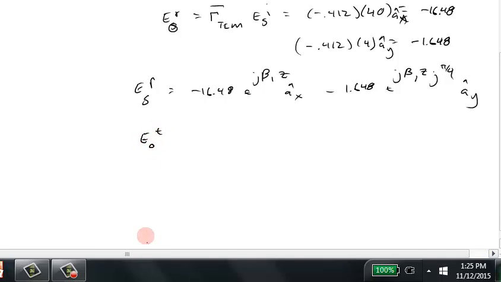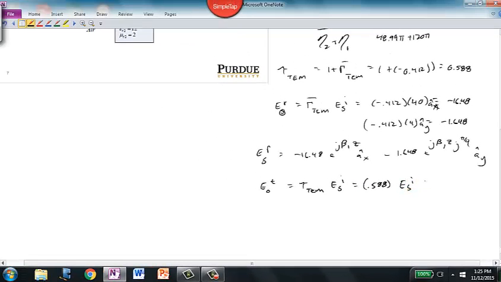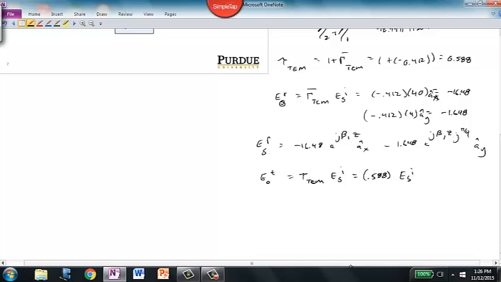The initial magnitude and phase of the transmitted portion, E0t, is just going to be tau for the TEM mode times the initial magnitude and phase of the incident electric field vector, and that's just going to be 0.588 times ESI, and that's going to give us the result of 23.5 e to the minus j beta 2z a hat x plus 2.35 e to the minus j beta 2z e to the j pi over 4 a hat y.